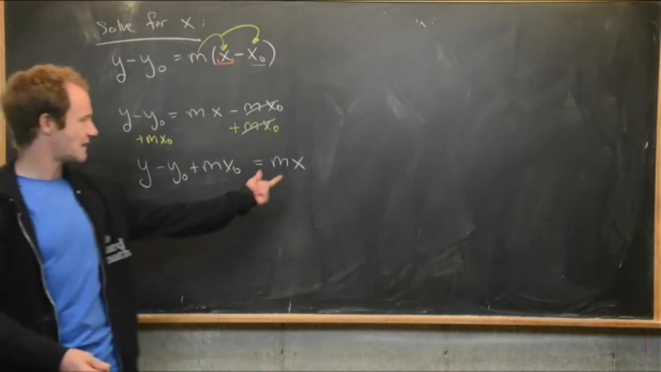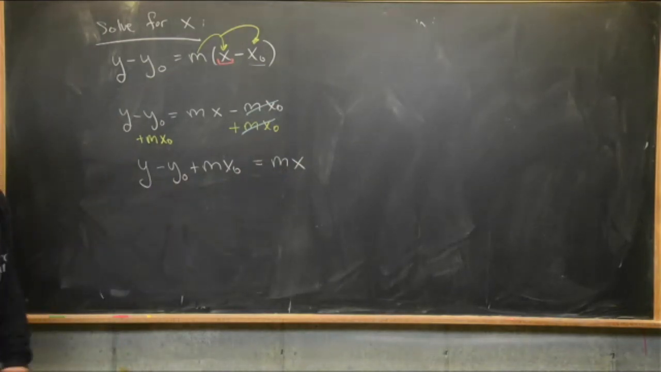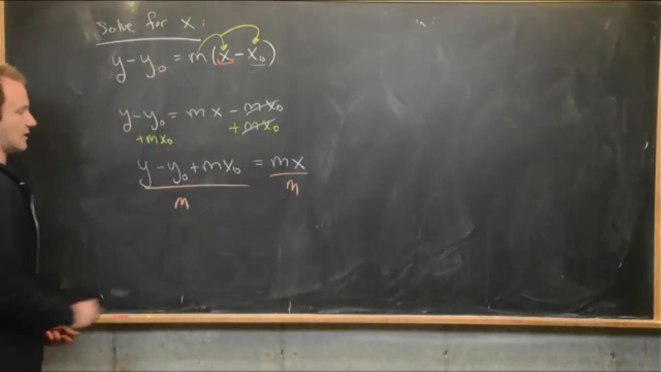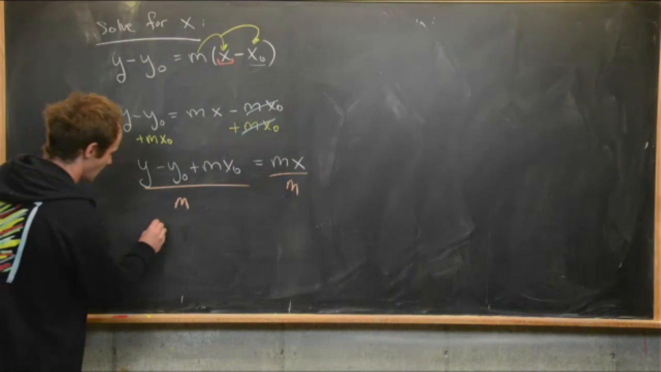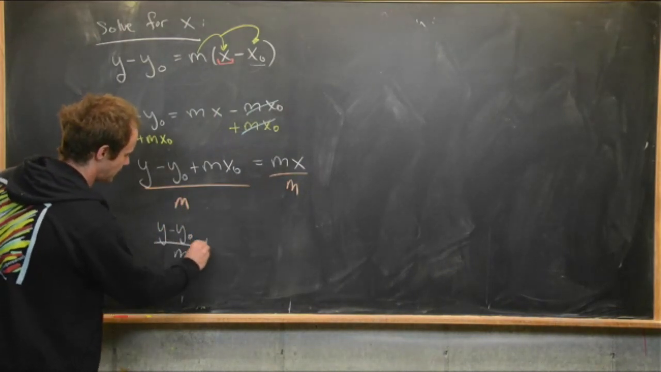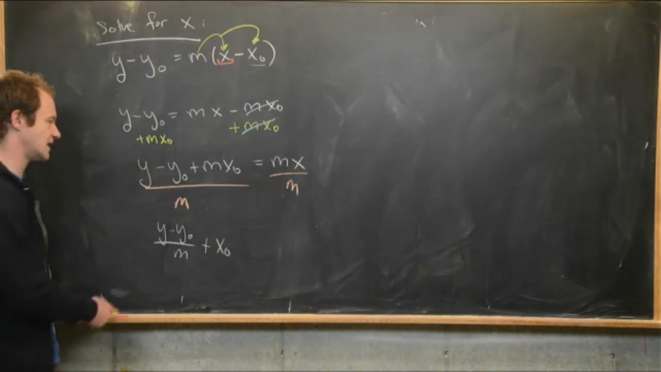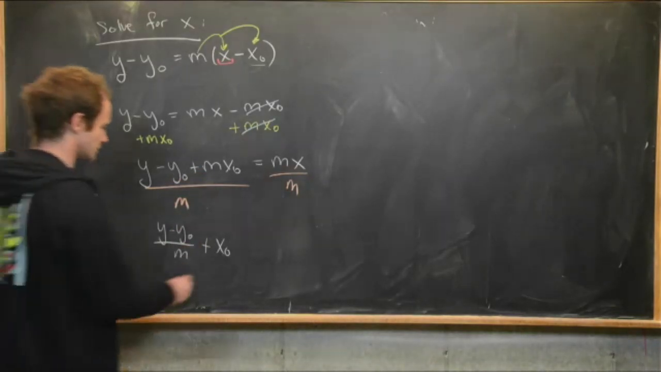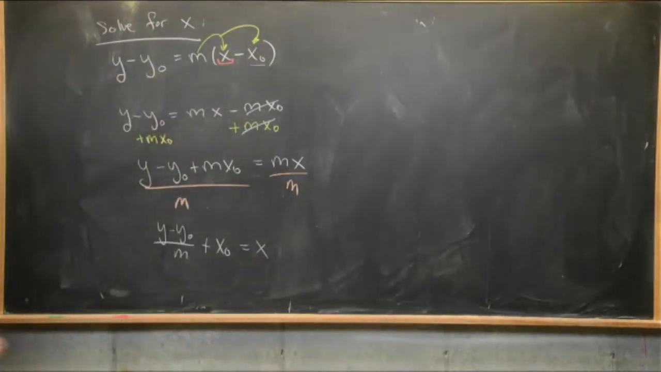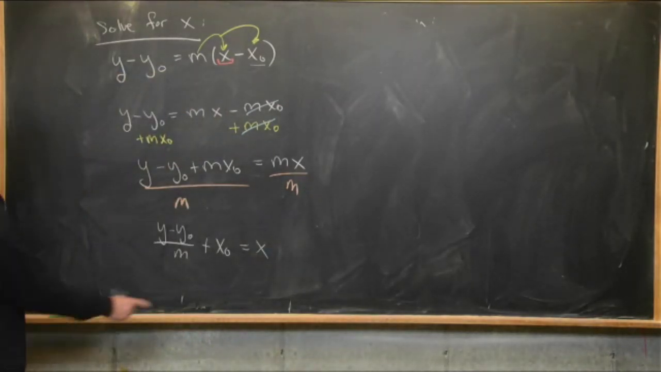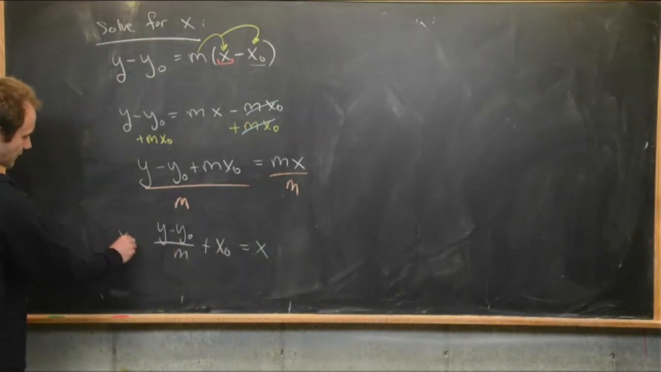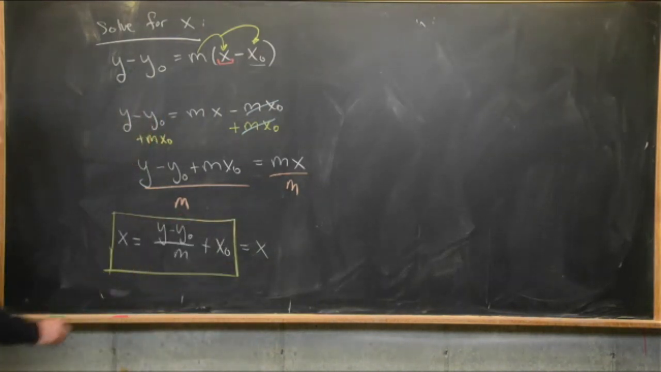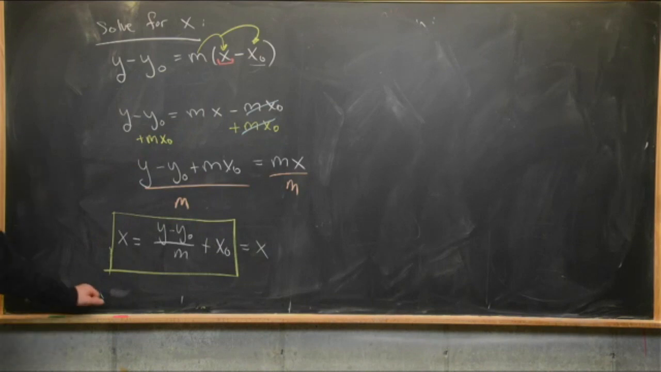But now we're in a good spot because we've got m times x equals a bunch of other stuff. So we can just divide both sides by m, and that's going to cancel that out. So here we'll have y minus y naught over m plus x naught. I did a little trick here where notice this m and this m will cancel, but only there. And then this is equal to x. So there, we solved for x, and if you wanted to move the x over to the left-hand side of the equation, we would have x equals that.